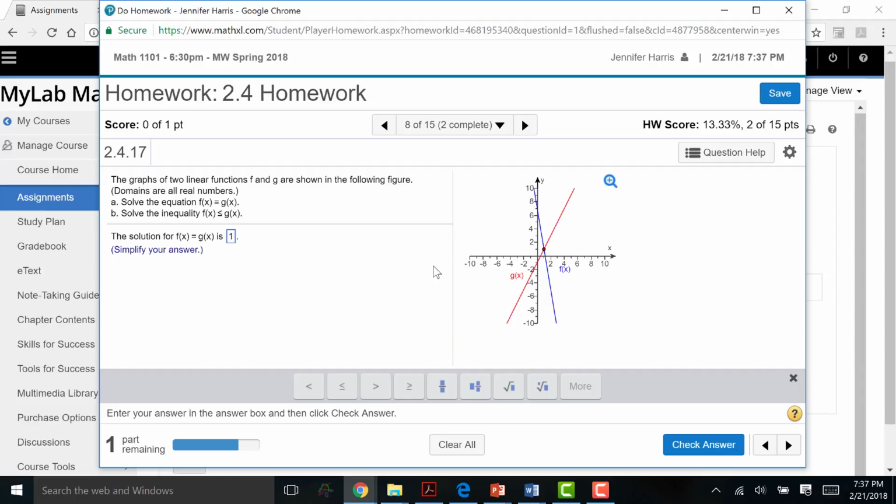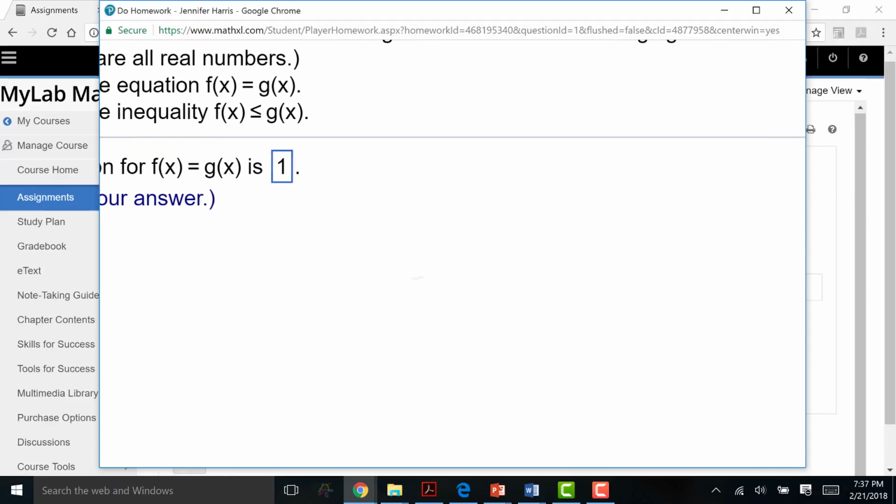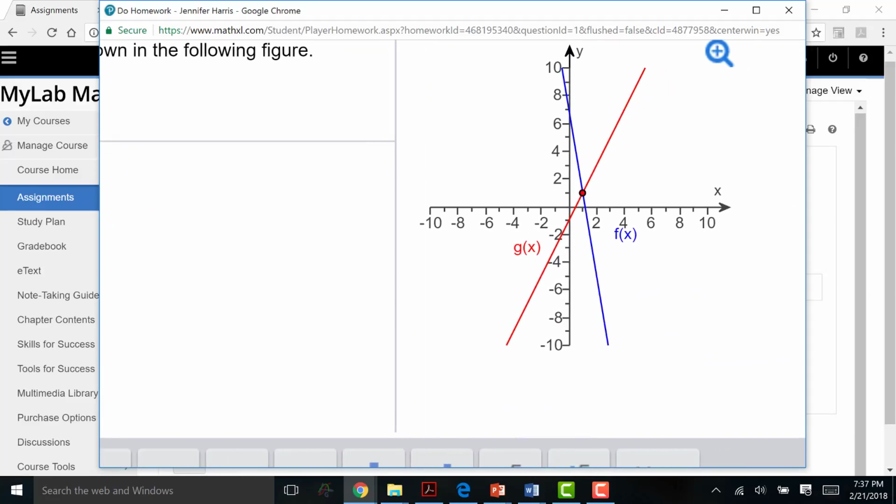Why is the solution 1? Why isn't it 1 comma? Oh, it says where those two equations cross. If you set them equal to each other, where do the F equation and the G equation cross? Where do they intersect? Where the red dot is. Right, but why isn't it 1 comma 1? Because that's the point where they cross. An actual point is an x comma y, so they cross at 1 comma 1.